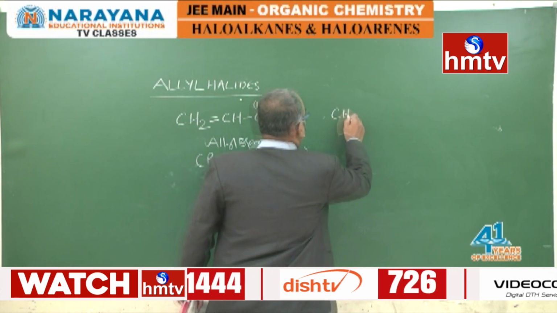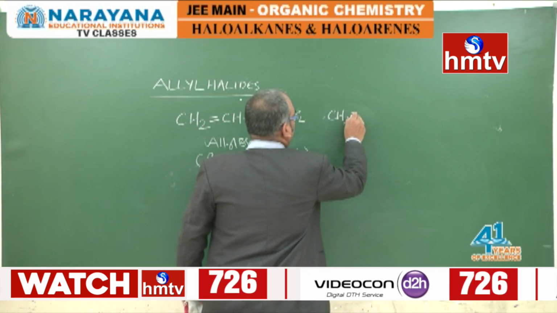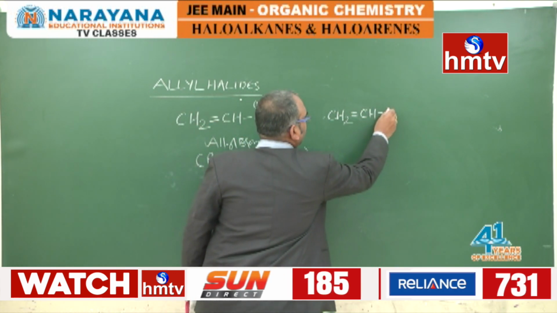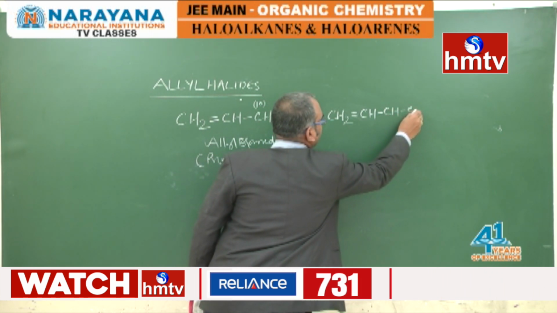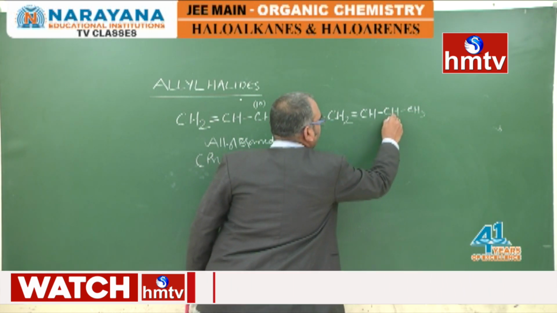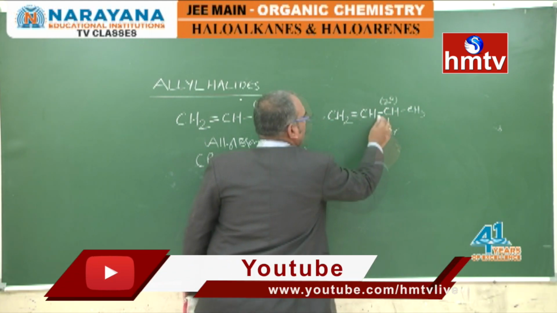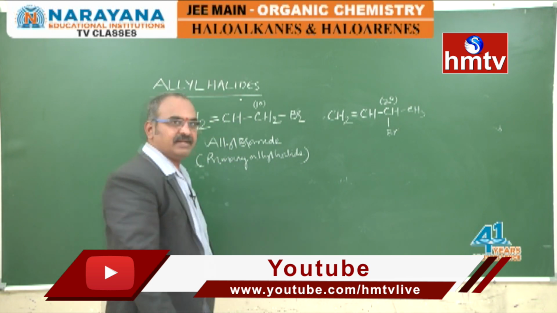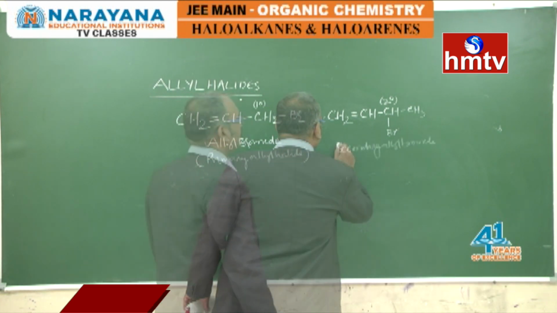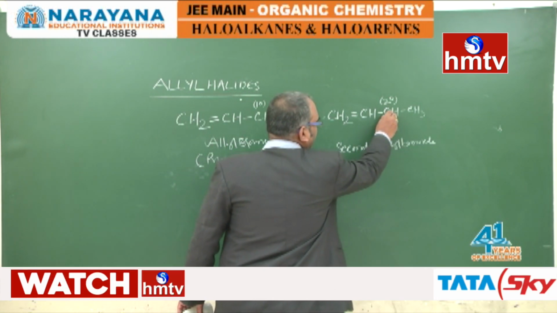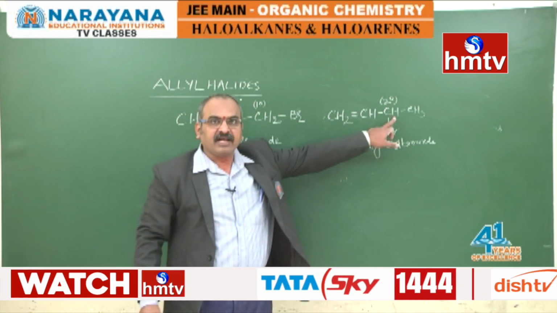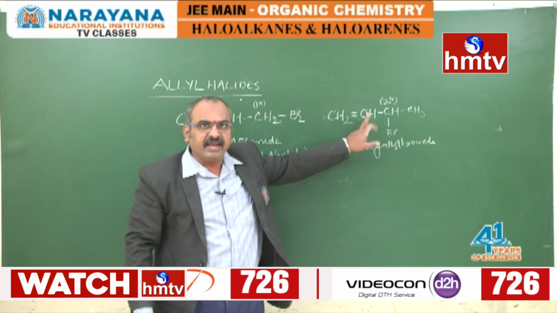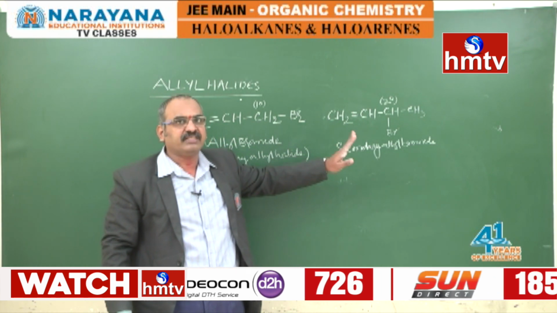Now I can give you another example: CH2=CH-CH(CH3)-Br. This allylic carbon is attached to two other carbons. That's why it is a secondary allyl bromide. Why is it an allylic carbon? Because it is attached to a vinylic carbon. Any carbon which is attached to a vinylic carbon is an allylic carbon.